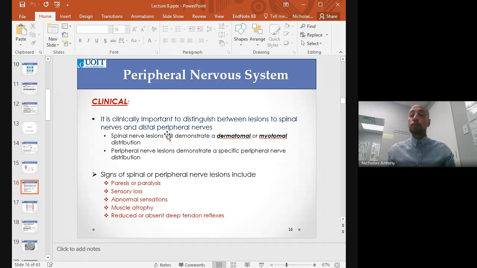If someone has a problem with a peripheral nerve, because they're mixed, they will have these clinical presentations. They can have weakness, which is paresis or paralysis of that area. They can have sensory loss. They can have abnormal sensations. If the muscle's not working, they can atrophy.